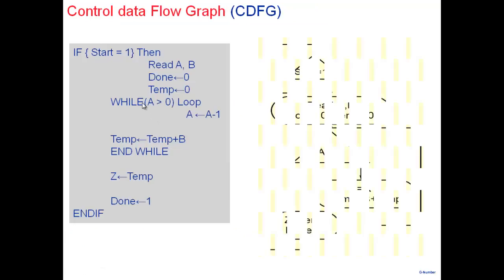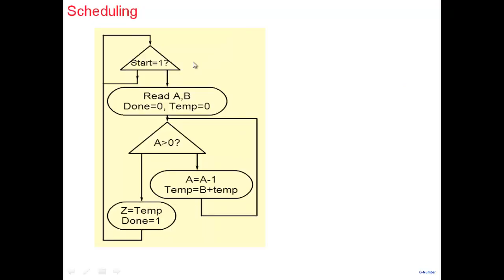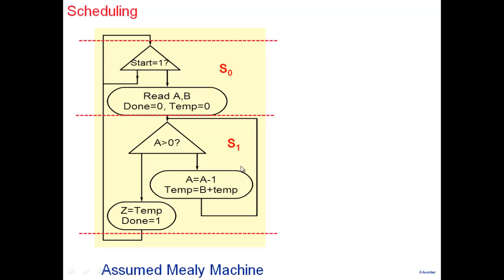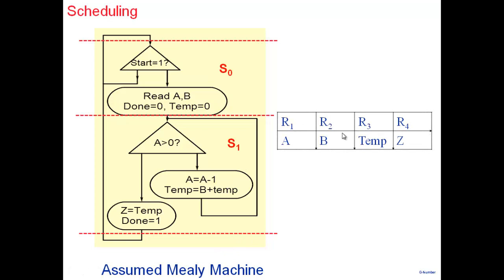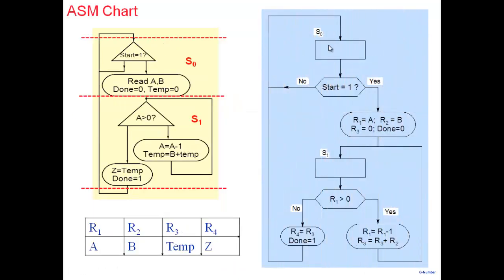Next, I construct a data flow graph, except that this data flow graph has to be slightly modified by adding a control part here. So if start is equal to 1, read A, B, done equal to 0, temp equal to 0, A greater than 0, do this, and back again. Next, I schedule it, 2 states, S0 and S1. We assumed a Mealy machine. We identify the registers. Once we identify the registers, we construct an ASM chart.